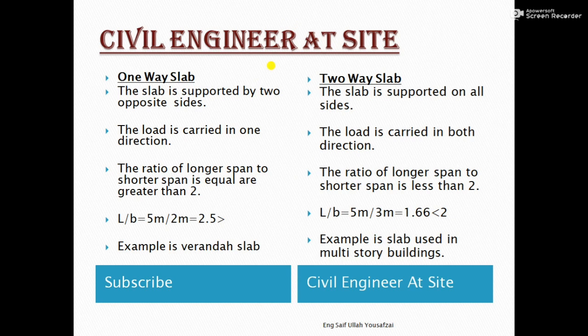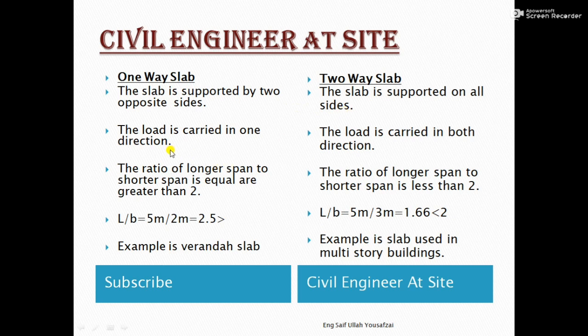So dear guys, you have now got information about one-way slab and two-way slab. Now I'll teach you about the difference between one-way slab and two-way slab. So the first one is the supports. A one-way slab is supported by two opposite sides. It is very simple, guys. And a two-way slab is supported on all sides.